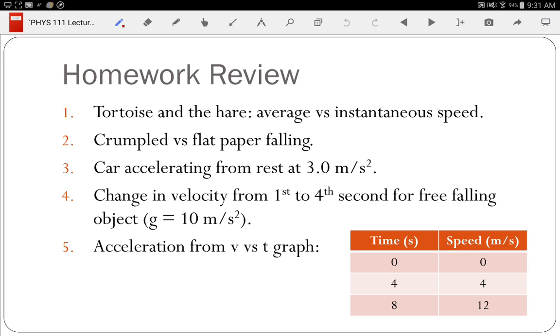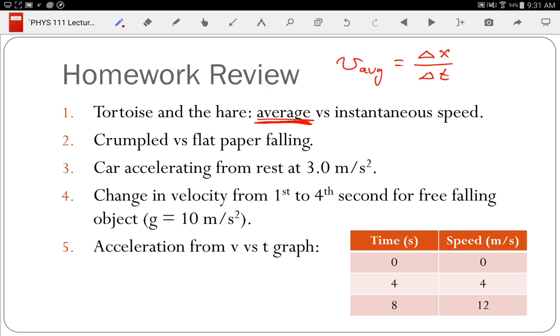So the first problem was the tortoise and the hare. The tortoise goes slow and steady. The hare goes fast, slow, fast, slow. And the first question was, which one had the higher average speed? Well, the equation for average speed is the distance traveled divided by the time it took.